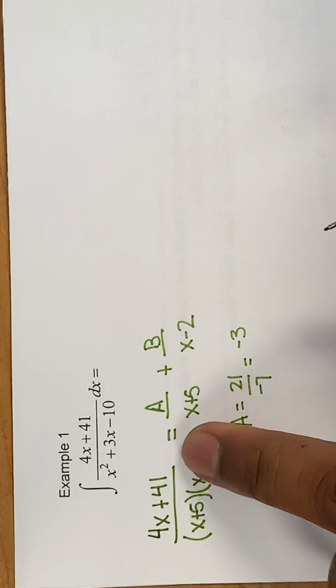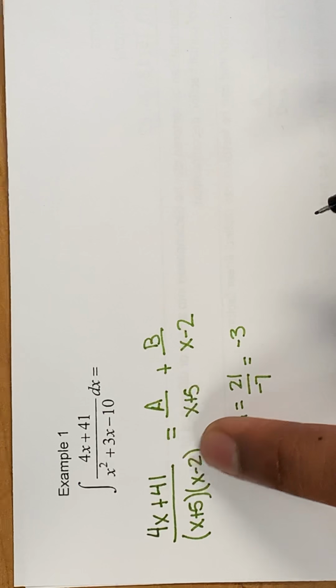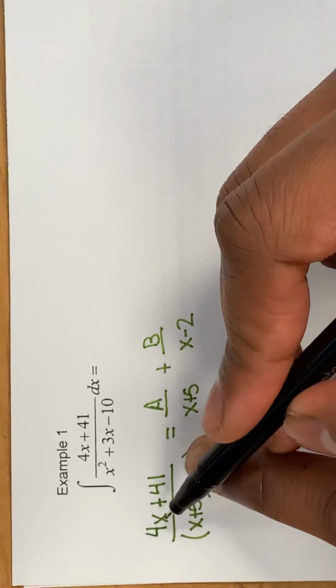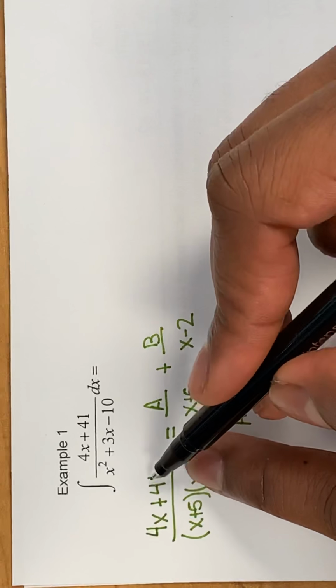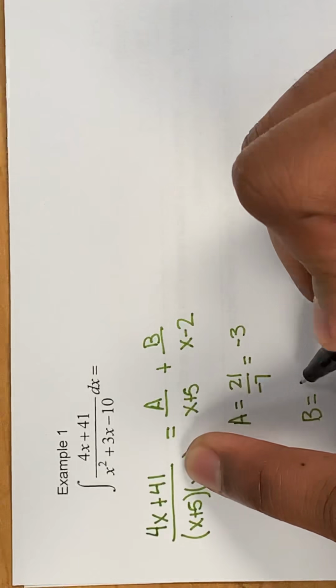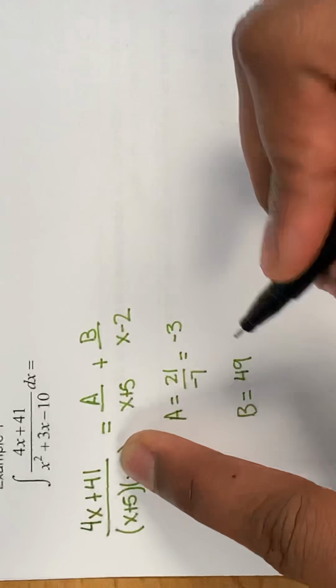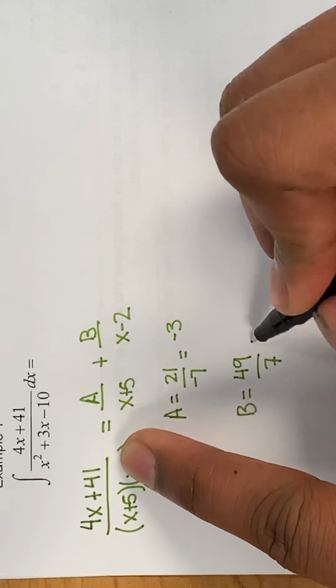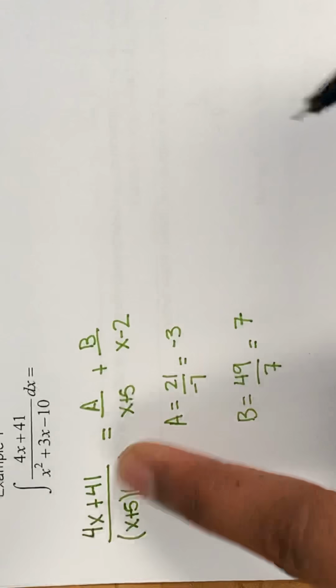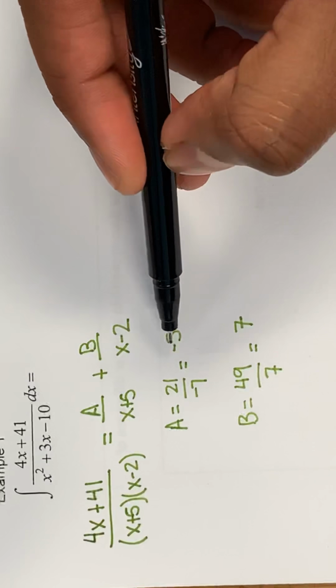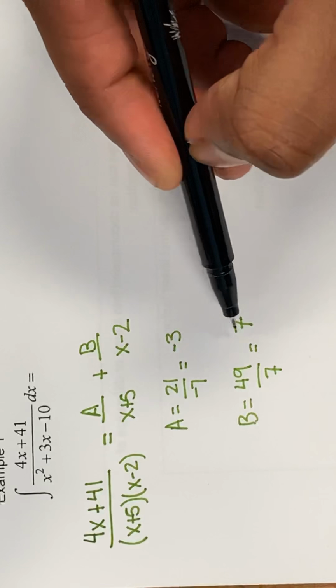If we solve for the factor that's x equals 2, then we're going to have B equals 4 times 2 is 8 plus 41 is 49, and 2 plus 5 is 7. So 49 over 7 equals 7. So our 2 solutions are A equals -3 and B equals 7.